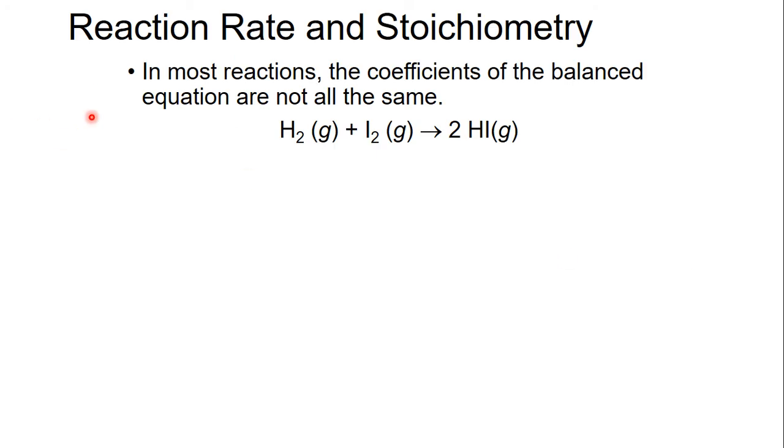So let's look at reaction rates and stoichiometry now. For a lot of chemical reactions, each species in our reaction does not have the same stoichiometry coefficient. So for example, H2 here has a coefficient of 1. Remember, even if it's not shown, that's a coefficient of 1. I2 has a coefficient of 1. HI has a coefficient of 2.